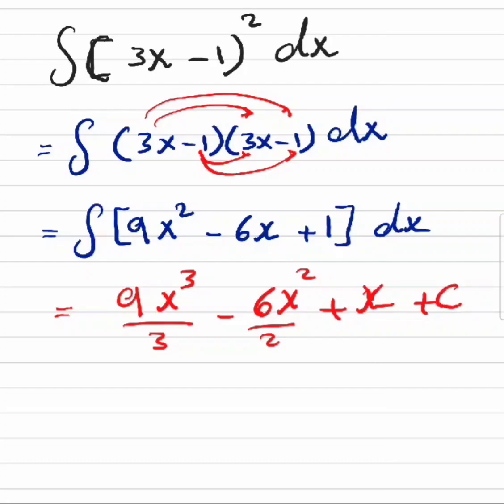So now let's simplify. 9 divided by 3 is 3. 6 divided by 2 is 3. And so this is the answer.